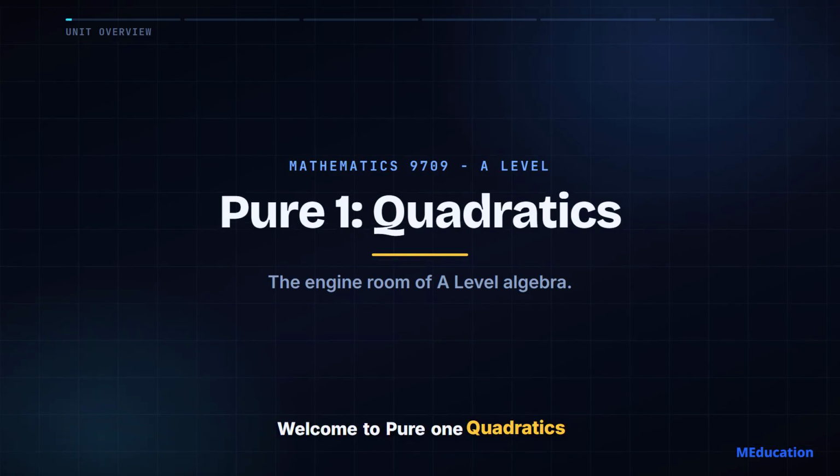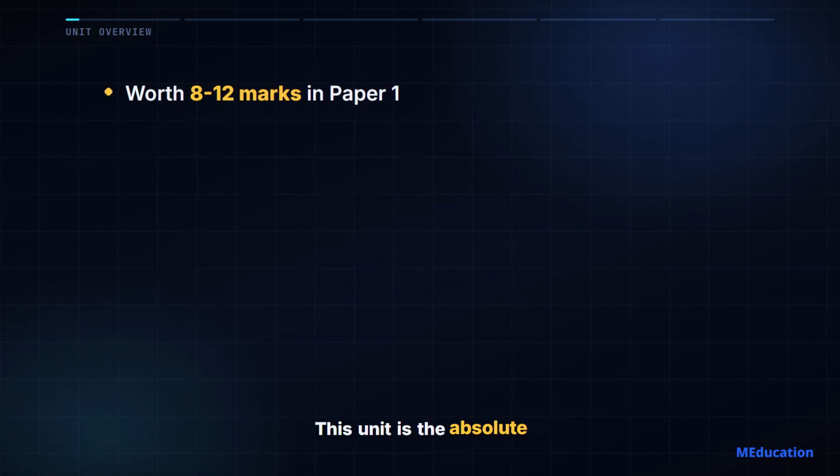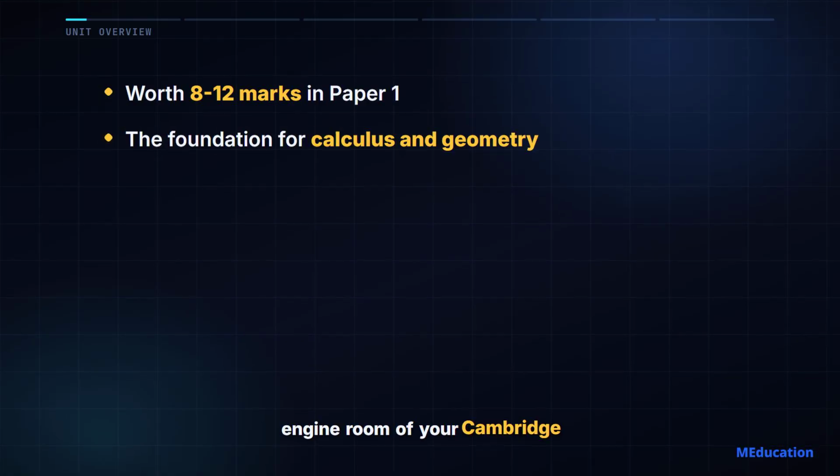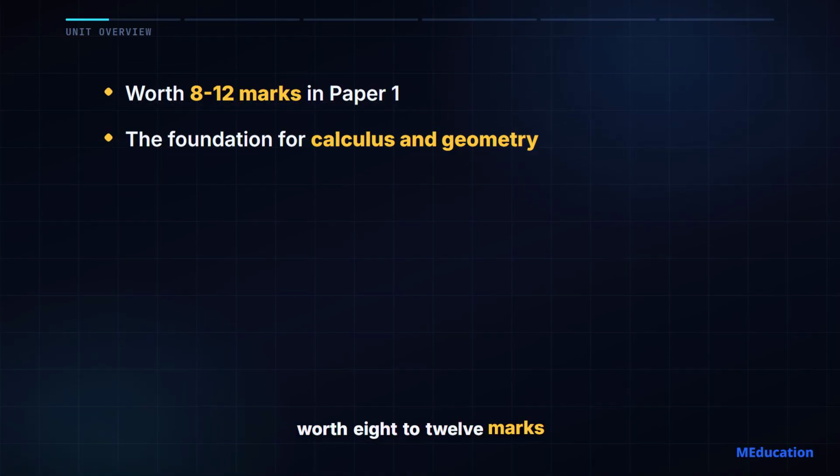Welcome to Pure 1 Quadratics. This unit is the absolute engine room of your Cambridge A-level algebra. In Paper 1, these specific skills are directly worth 8 to 12 marks, but their real value is hidden.